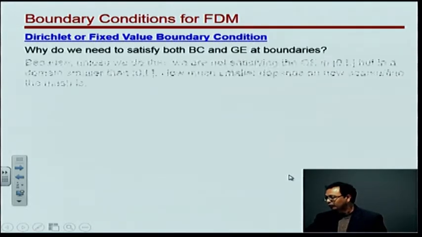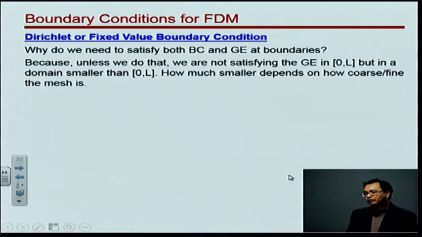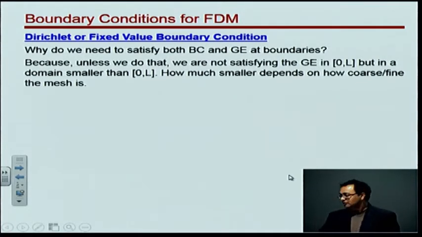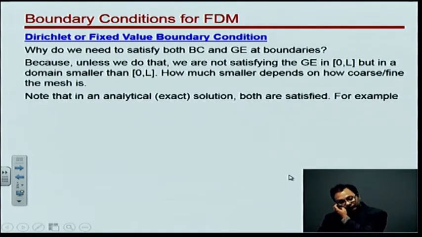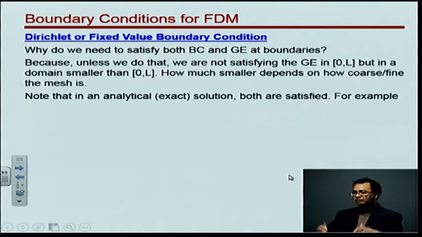Now, why do we need to satisfy both boundary conditions and governing equation at the boundaries? All right. Now, think about what happens when we solve a problem analytically. Now we are saying we should satisfy boundary conditions and governing equation at the boundaries. So the issue is, do we really do that when we do an analytical solution? Because an analytical solution is obviously supposed to be exact. That is sort of our mother of all solutions. So the question is, do we really do that when we do analytical solutions?